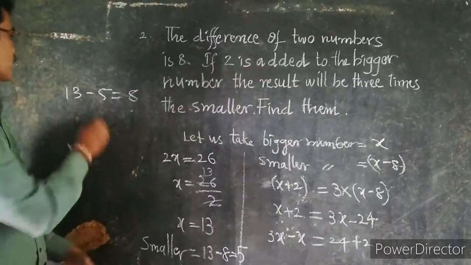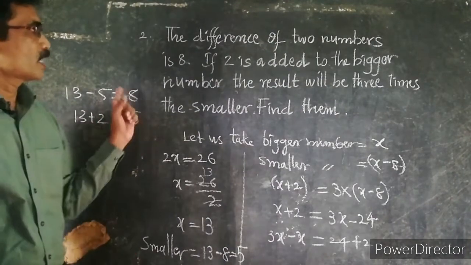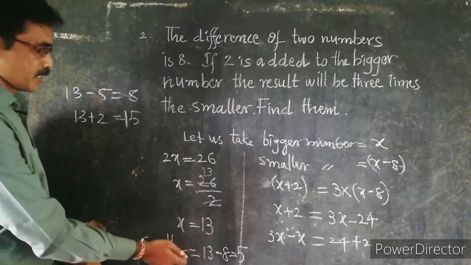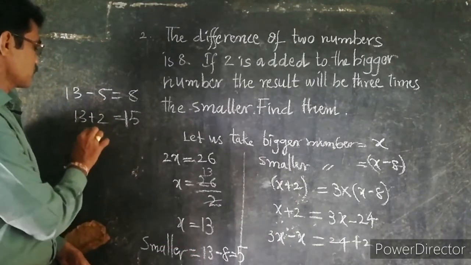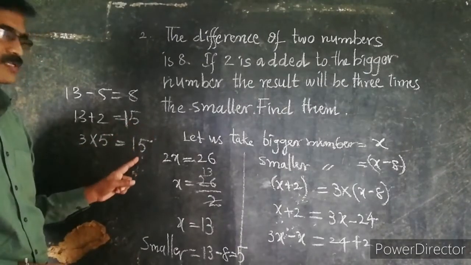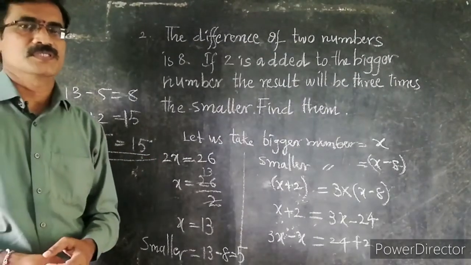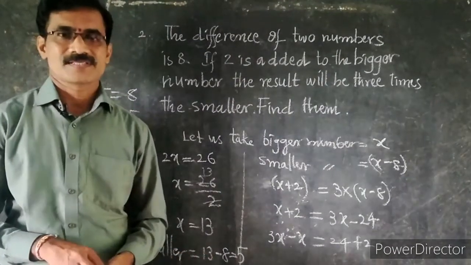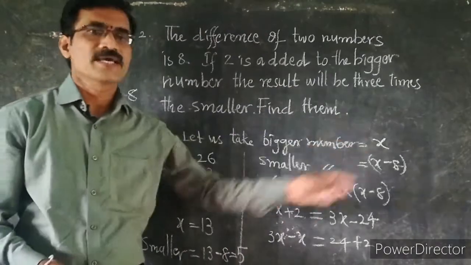And if 2 is added to the bigger number, that becomes 15, and the result should be 3 times the smaller. What is the smaller? 5. So 3 times the smaller number is equal to 15. Both are equal, you got it or not? So hence it is checked or proved. This is just for checking whether your answer is correct or not. In this way you have to solve the word problems by taking x.